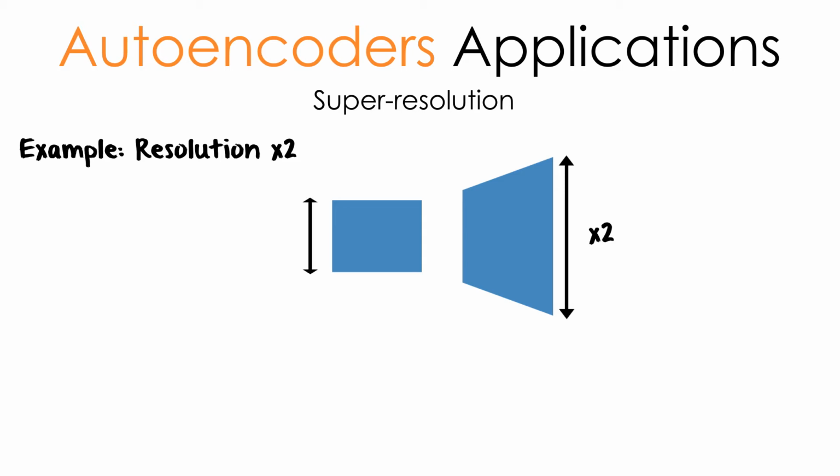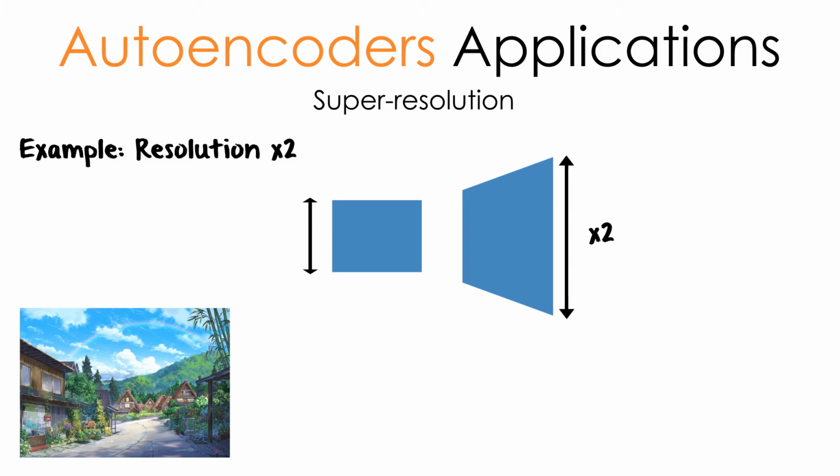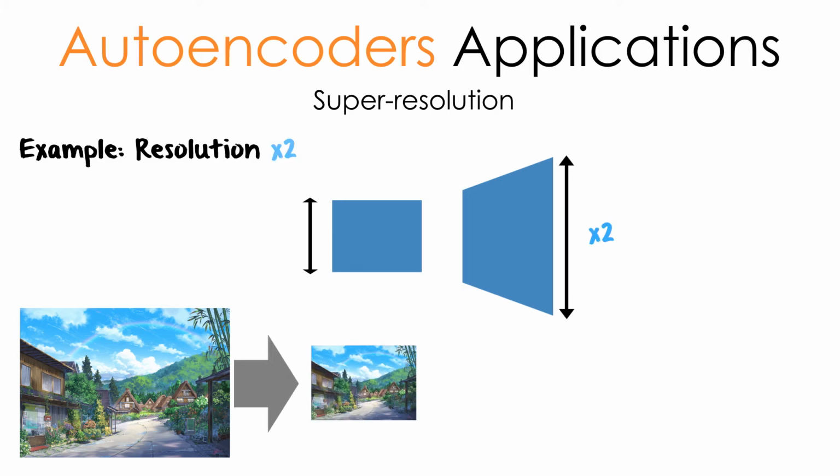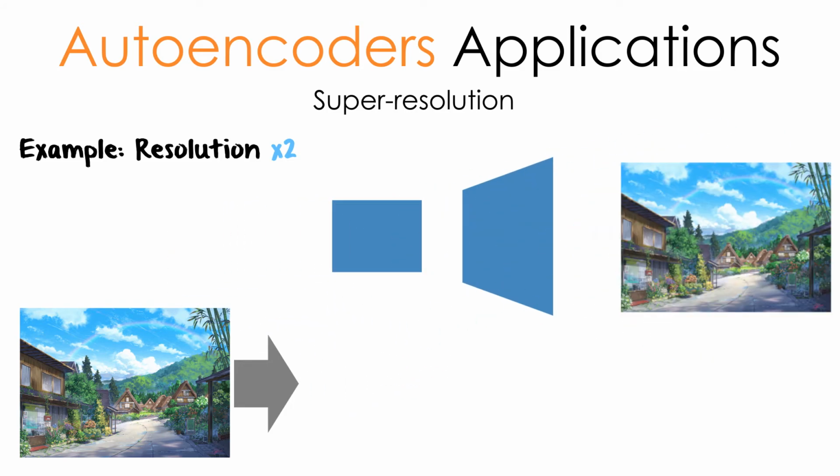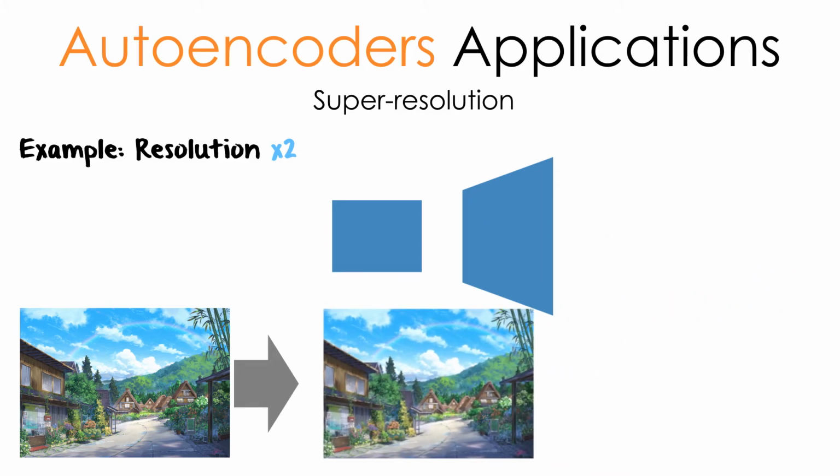For the training process, we usually take a high-definition image, artificially divide its resolution by the upscaling factor, and then we feed it to the autoencoder while trying to get the original image. We can then measure the performance of the autoencoder by measuring how close the reconstructed output is from the original image.